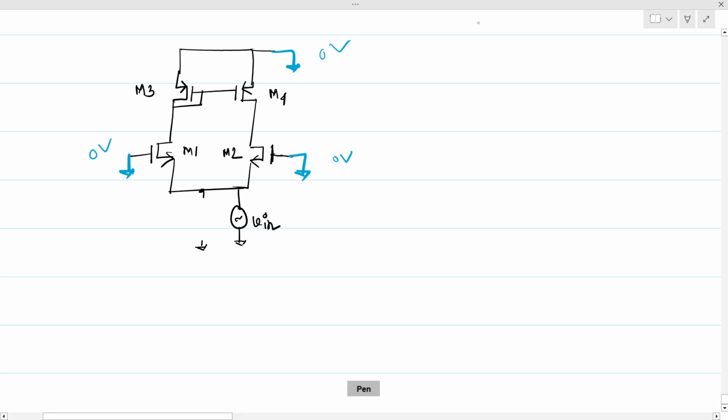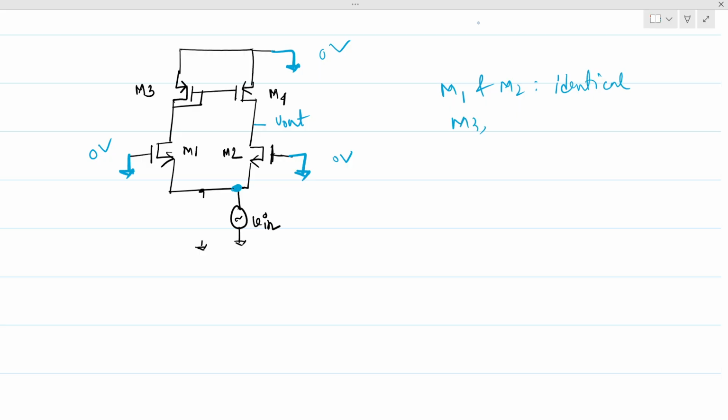Okay. Now we have only a V in here, and we have to measure what is the V output here. We are assuming M1 and M2 are identical. Okay, M1 and M2 are identical, and M3 and M4 are also identical. Okay. Now what do you think? How can we solve this?